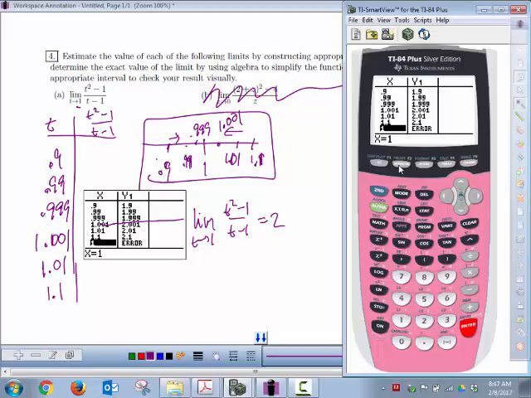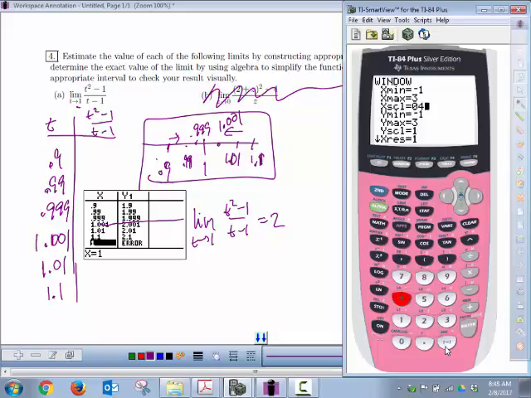Before I graph this blindly, I want to take a look at the window, because I have some idea of what the window might look like. I want to make sure that on the x-axis, 1 is included. So 0 to 2 or negative 1 to 3, something like that. Let's try negative 1 to 3 for now. So that's my x values. Now my y values have to include 2, so maybe go from 0 to 4 for now.